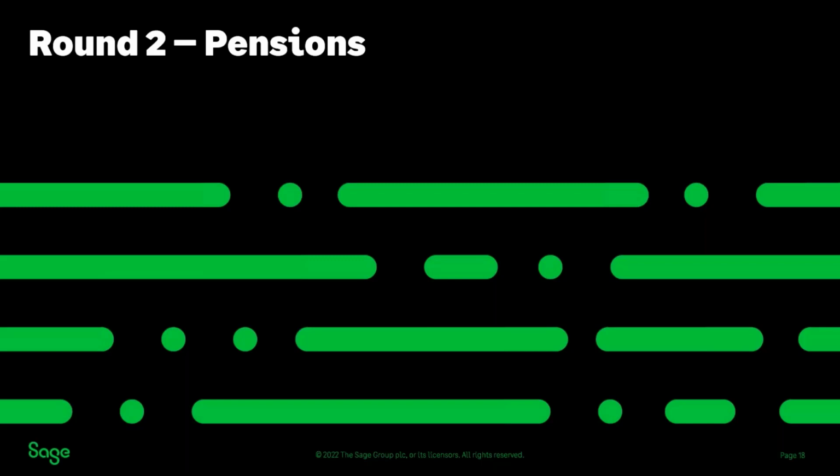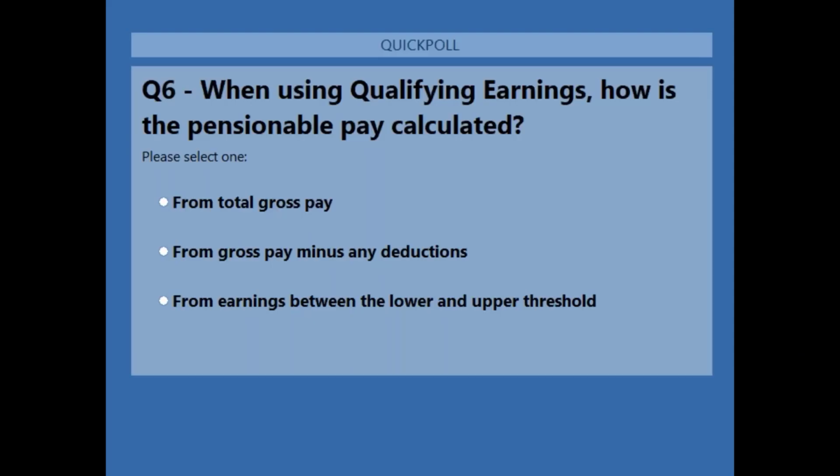There you go. We're now on to question number 6, question 2 of round 2. We shall launch that one. Again, 60-second time limit. Question 6 is, when using qualifying earnings, how is the pensionable pay calculated?